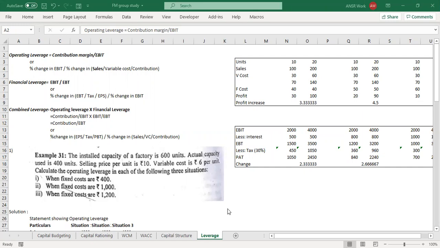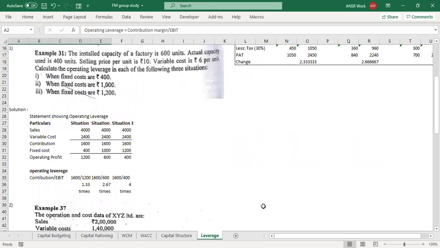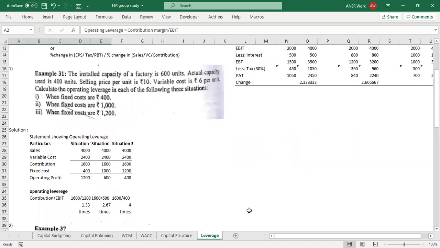Is it 1.33, 2.67, and 4? That is correct. That is absolutely correct. Yes.